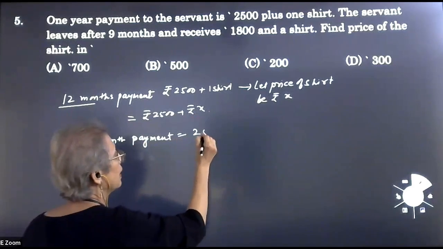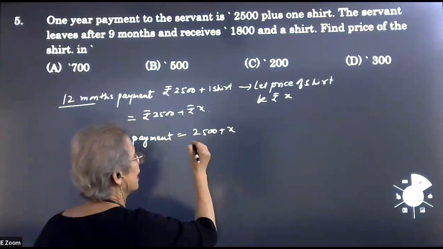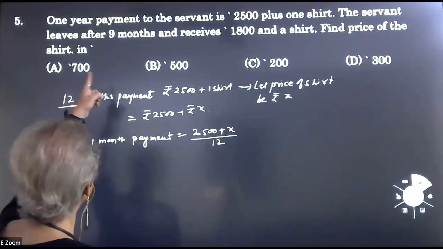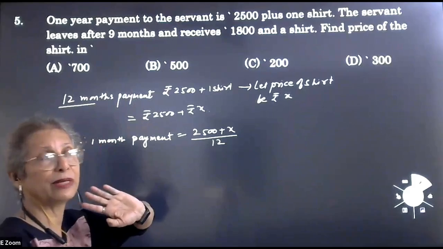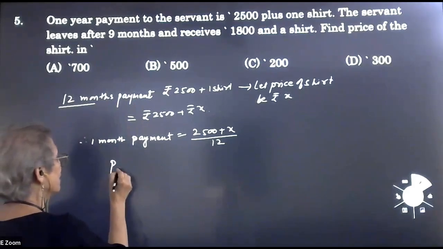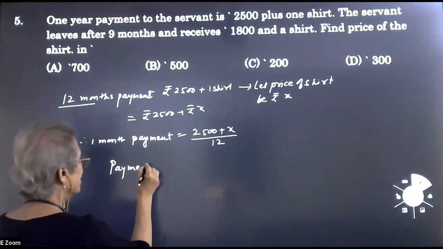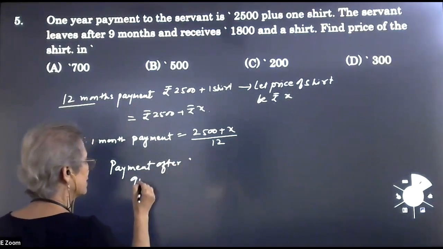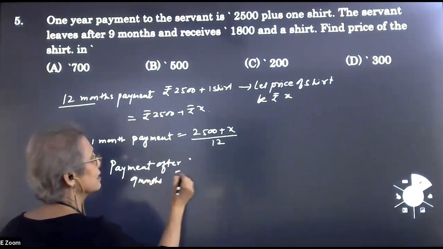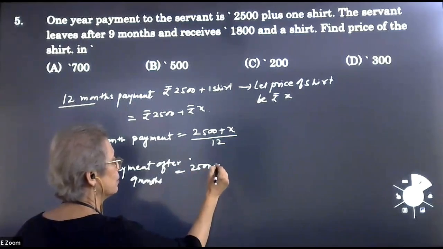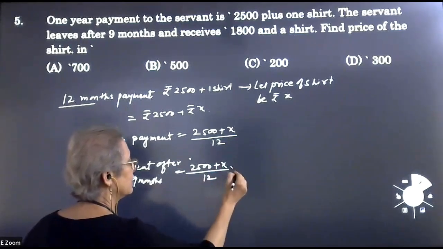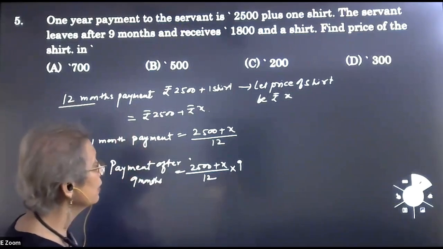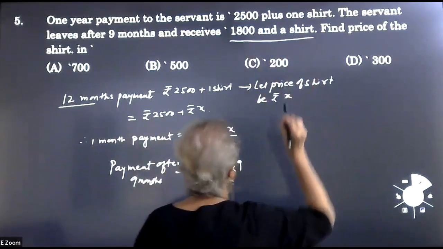equal to (2500 plus X) upon 12. But what happened? He leaves after 9 months. So he worked only for 9 months. So let us find out the payment after 9 months. This is equal to (2500 plus X) upon 12 into 9. This much payment he should get. And that is equal to what he got? He got 1800 plus shirt.